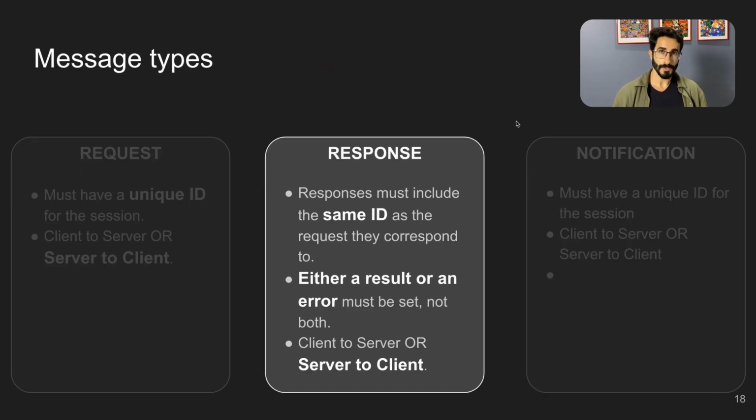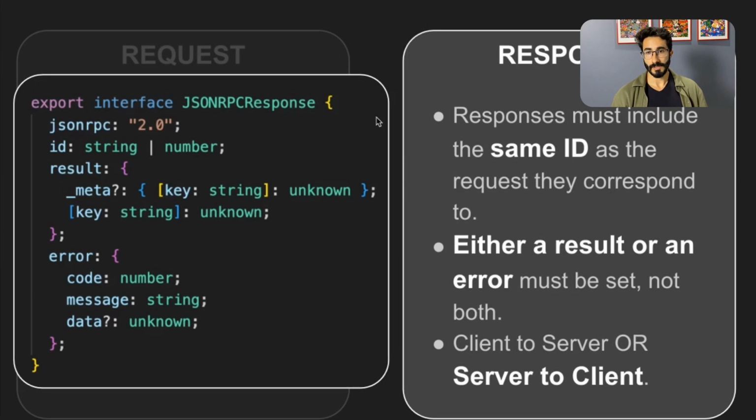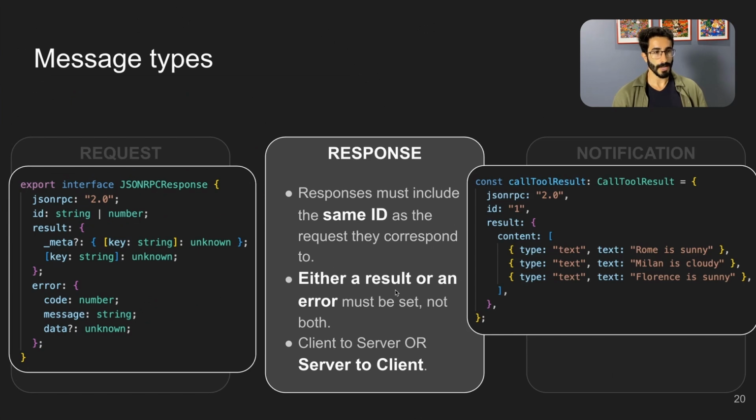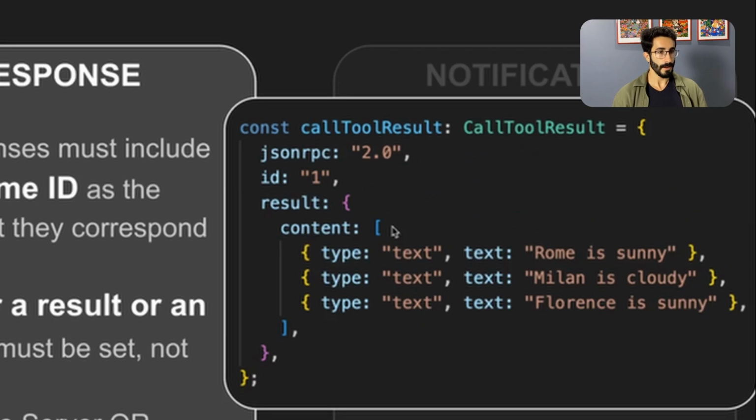Once the server or the client has a response for the request, it's going to send a response message carrying the same ID as the corresponding request. So the interface looks something like this. We have result and we have error. And the concrete example could be like this one. We're going to get the weather forecast for each of the cities that we have requested.